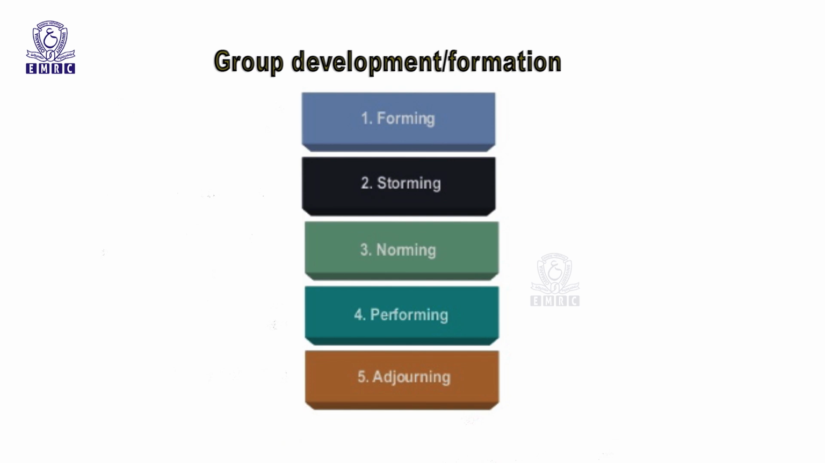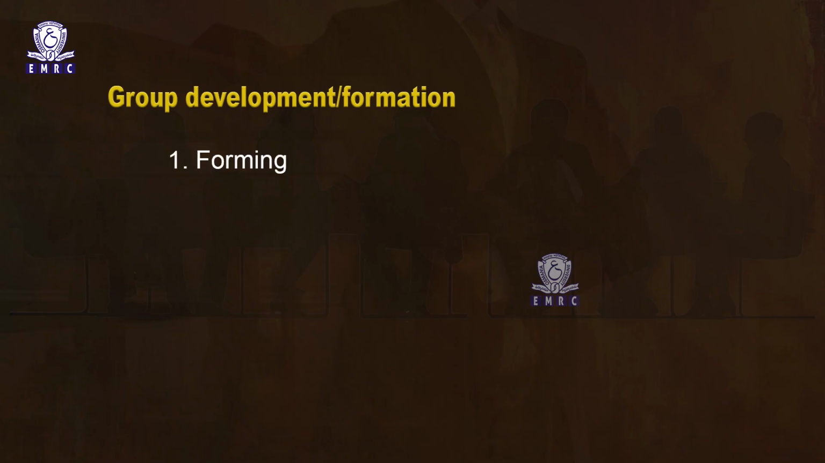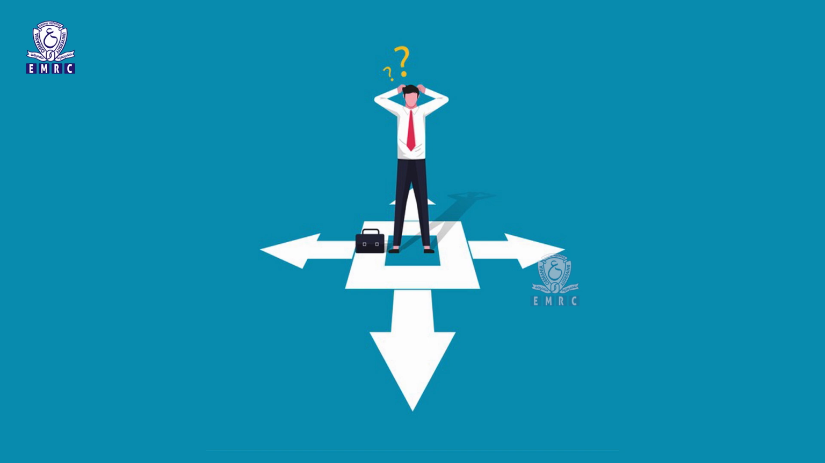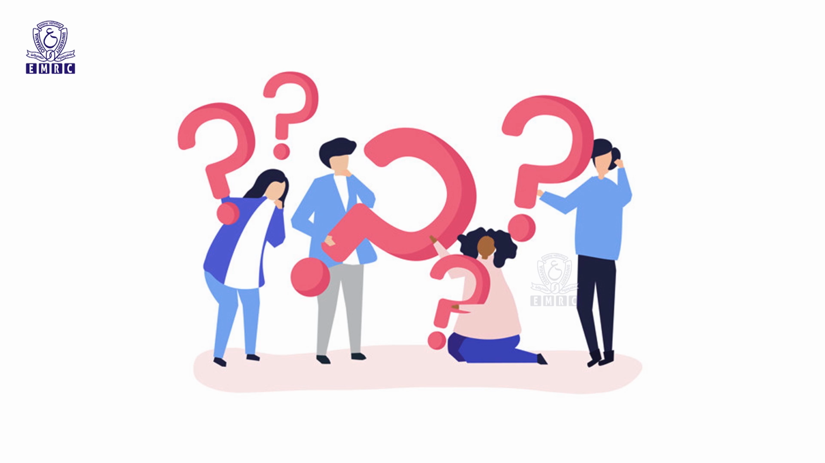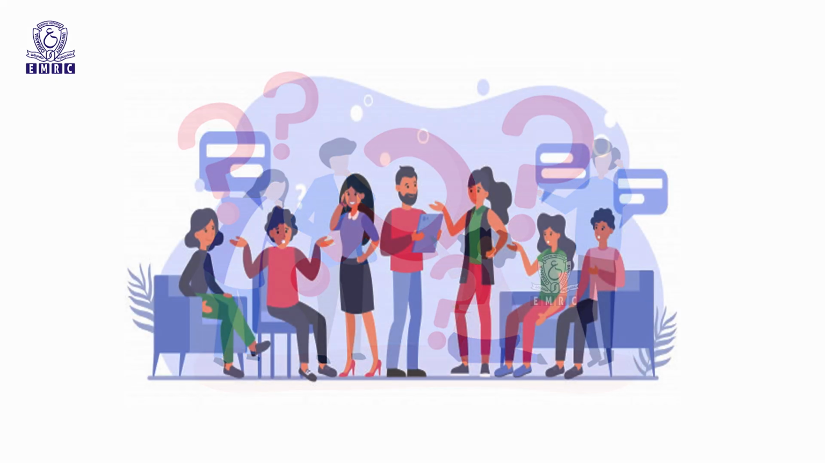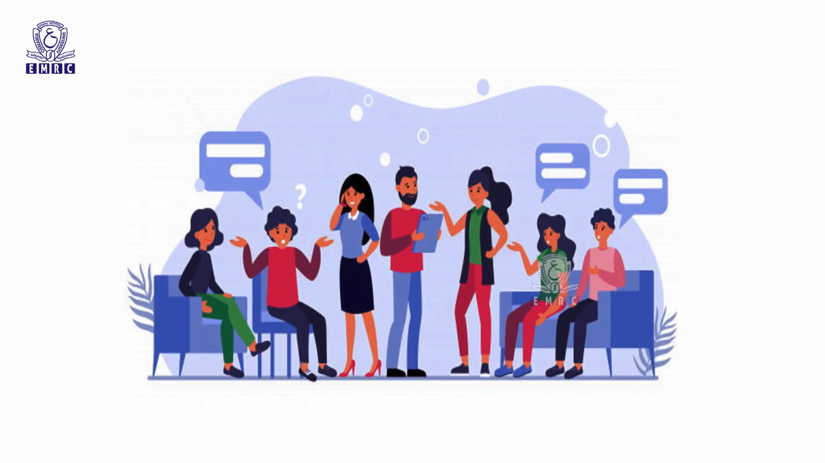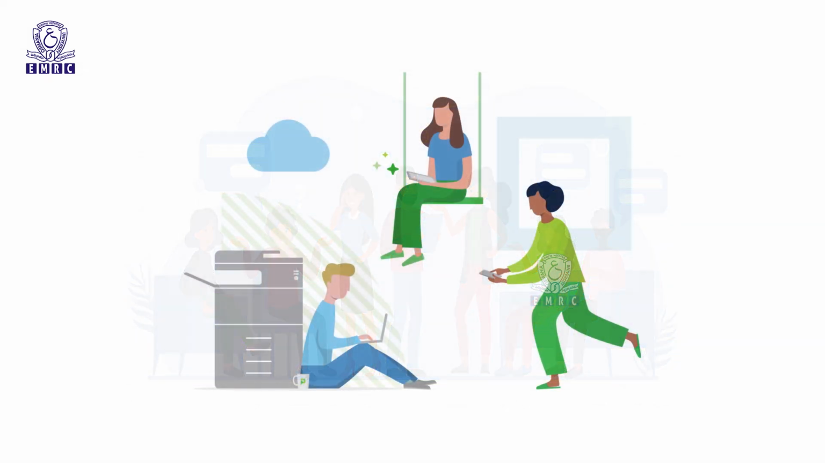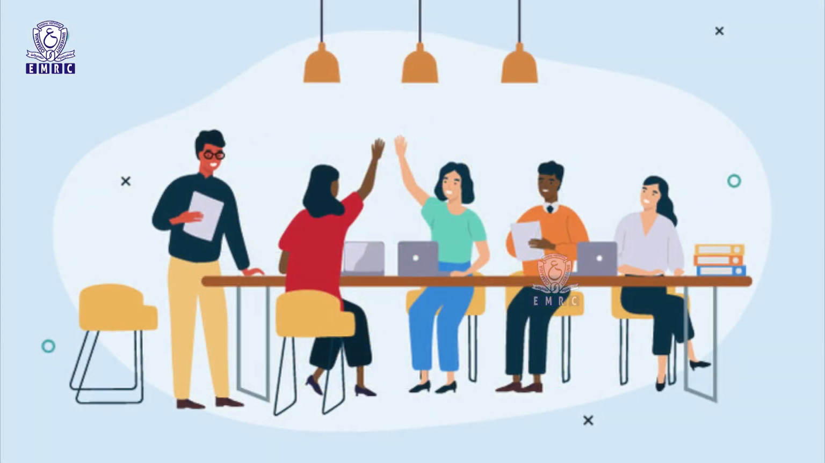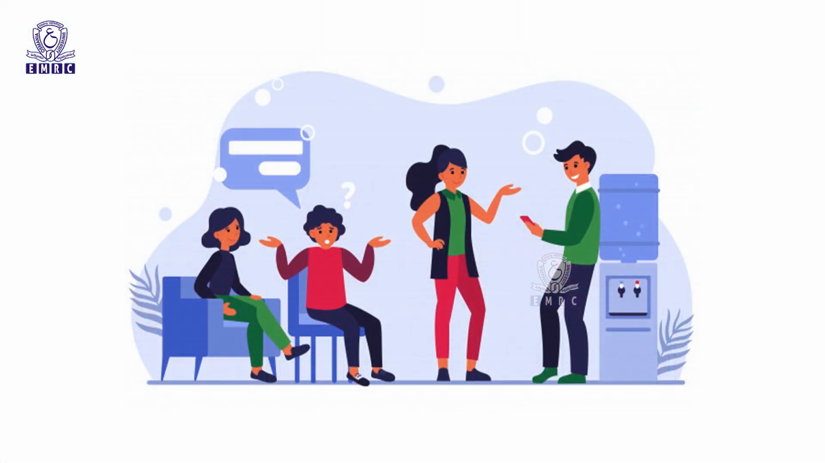The stage number 1, forming. Now, forming is a stage which is characterized by some confusion and uncertainty. Forming is actually an orientation period when members get to know one another and share expectations about the group. This is the initial stage when the group comes together and members begin to develop their relationship with one another and learn what is expected of them.